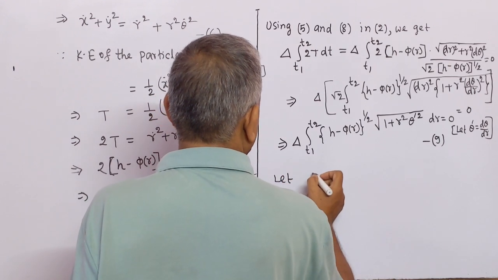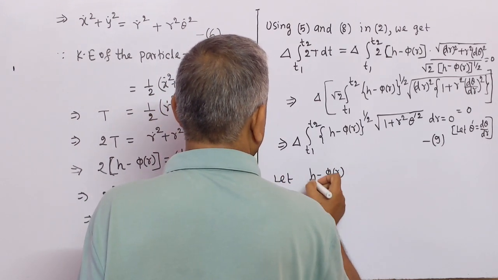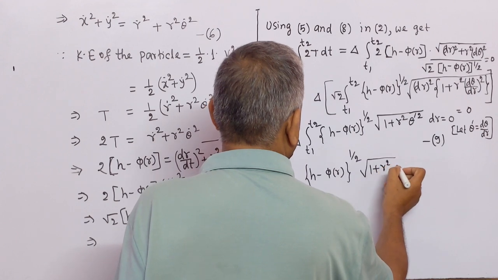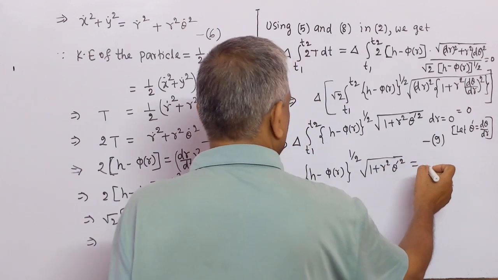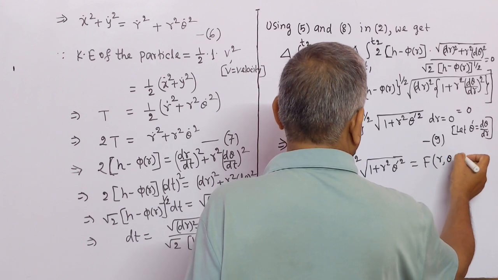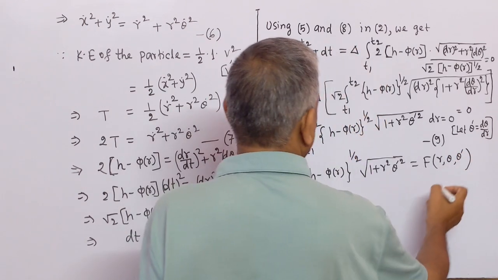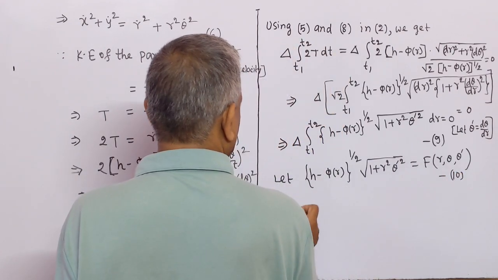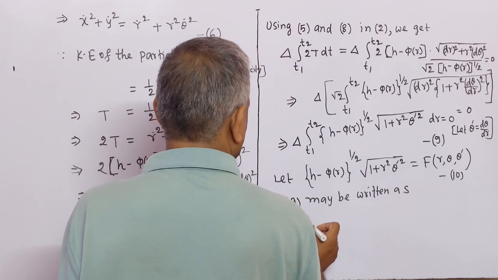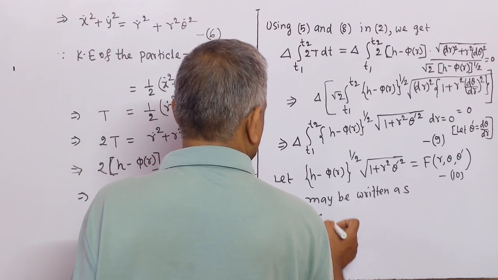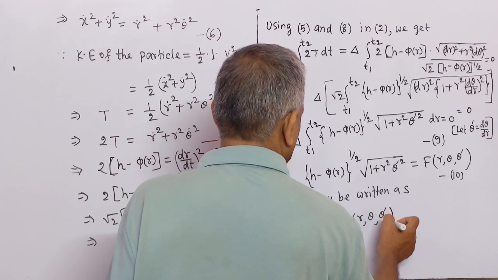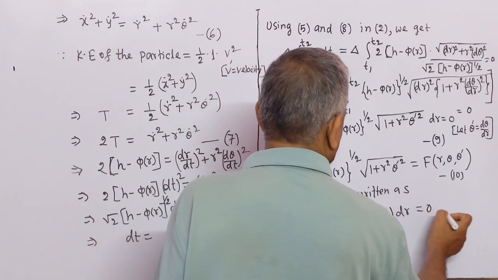Let (h minus phi r) to the power half, square root of 1 plus r square theta prime square, equal to f, a function of r, theta, theta prime. This is number 10. Therefore 9 may be written as delta integration limit t1 to t2 of f(r, theta, theta prime) dr equal to 0. This is number 11.